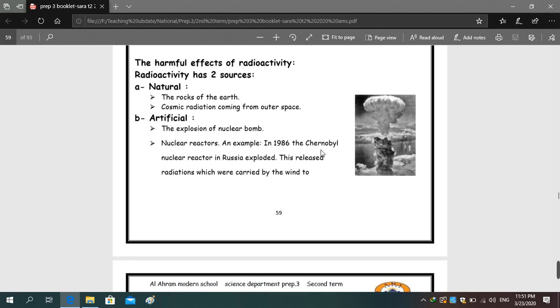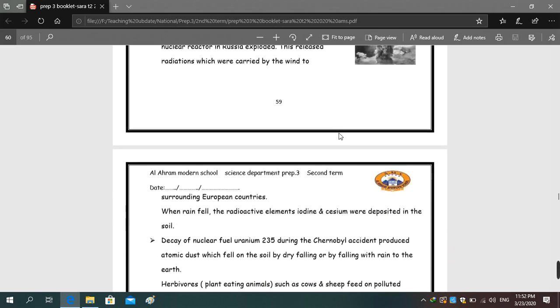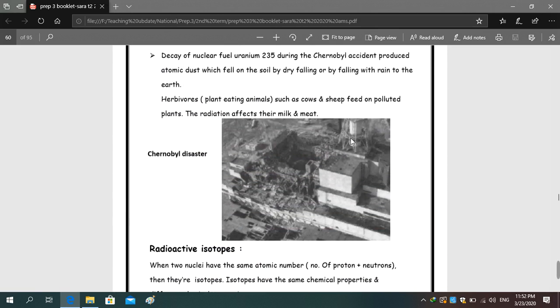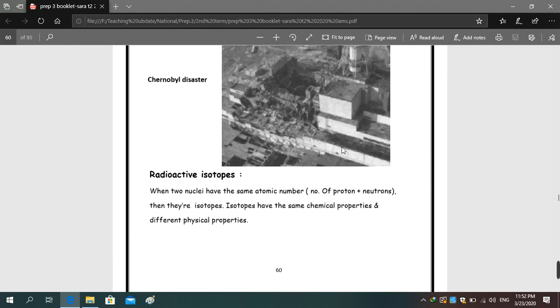The effect of the Chernobyl explosion was a huge effect. 1986, occurs in Russia. The very harmful effect occurs in the area surrounding the nuclear reactor. This figure represents the Chernobyl disaster that occurred in Russia, and this nuclear reactor exploded at this time.